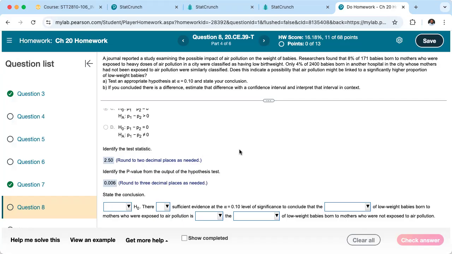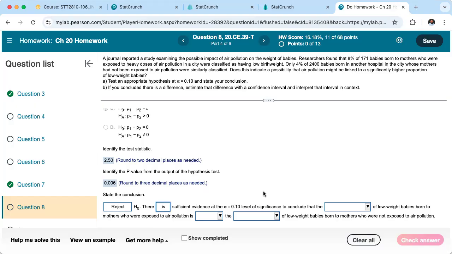Okay. Now we want to state the conclusion. To state the conclusion, we are comparing this p-value to an alpha level of what? 0.1. Is the p-value smaller or greater? Is it small or large? Compare this 0.006 to an alpha level of 0.1. It's small. If it's small, what do we do? We reject the null hypothesis. Is that okay?